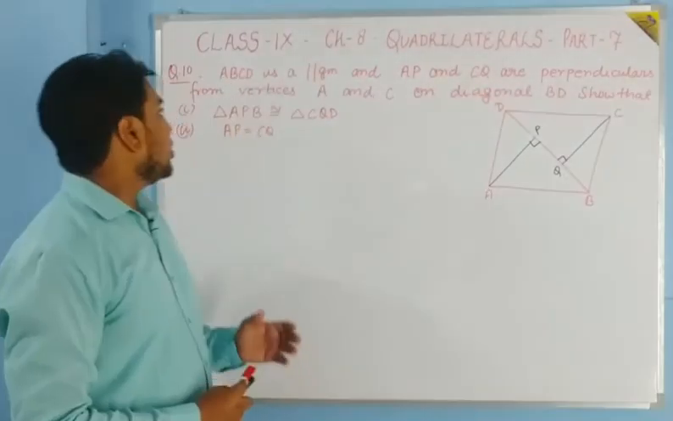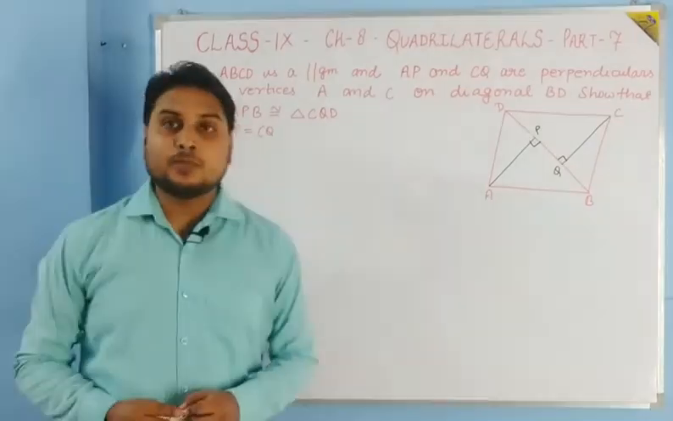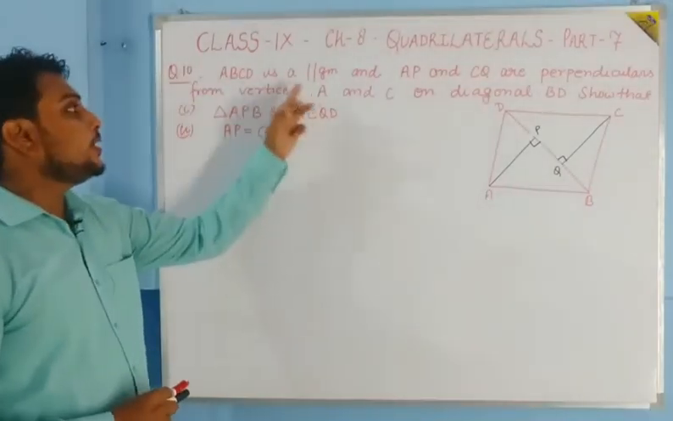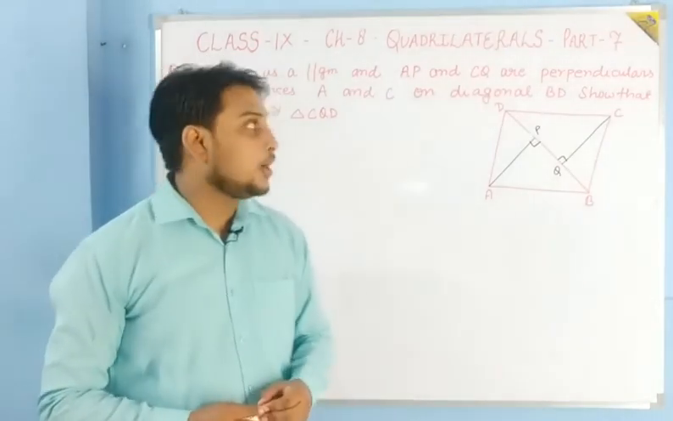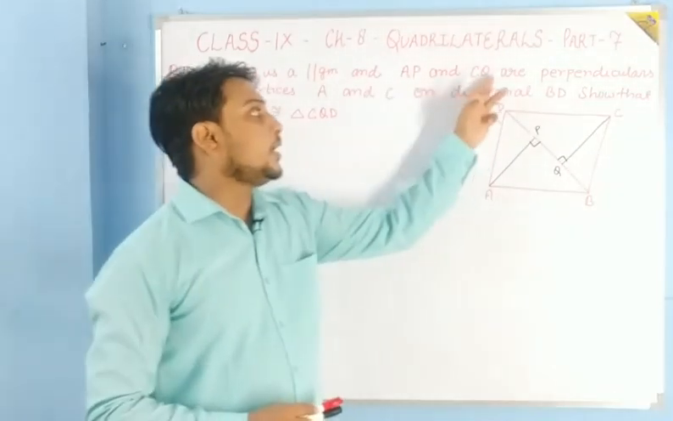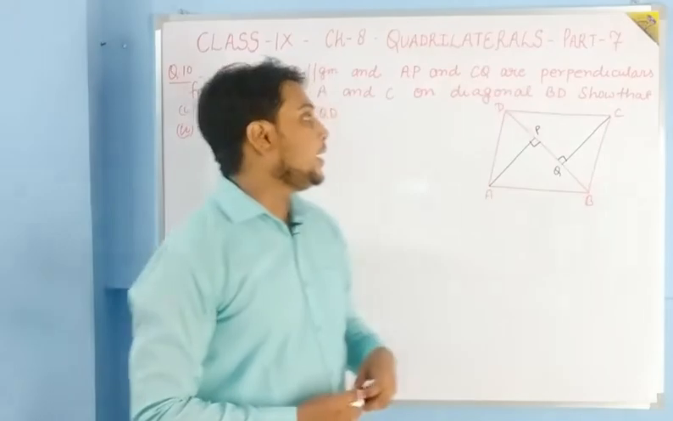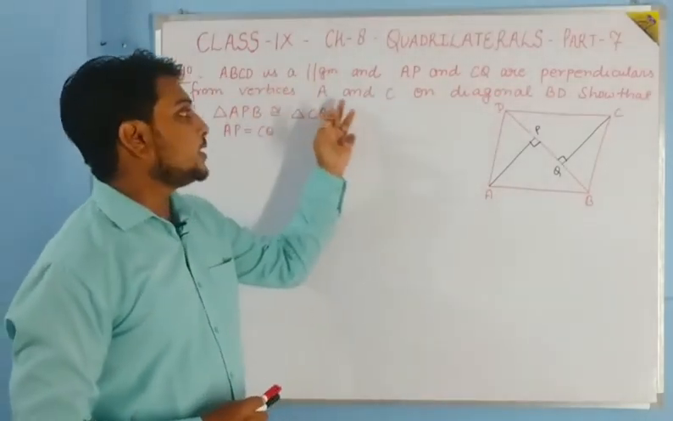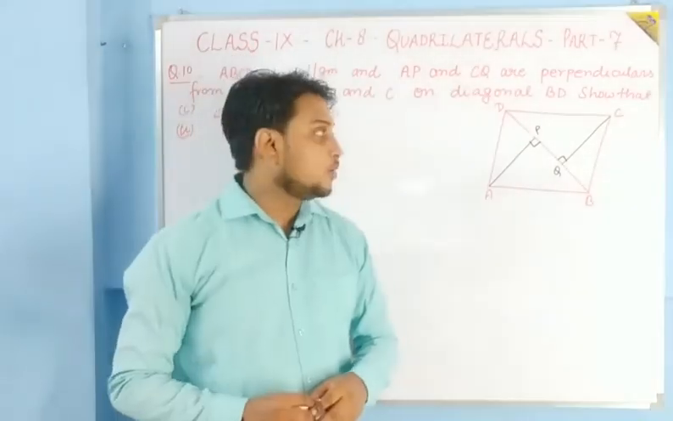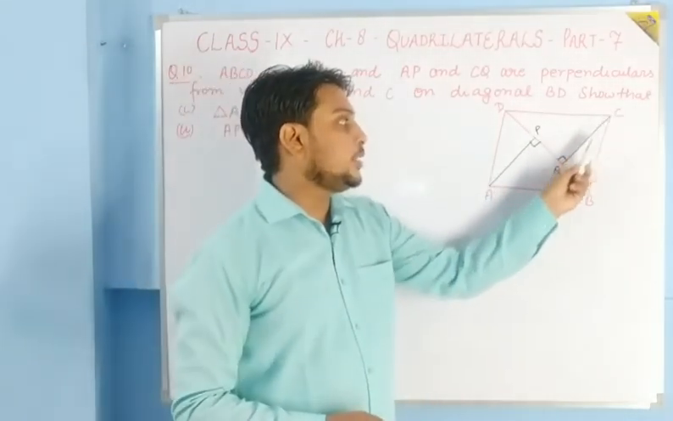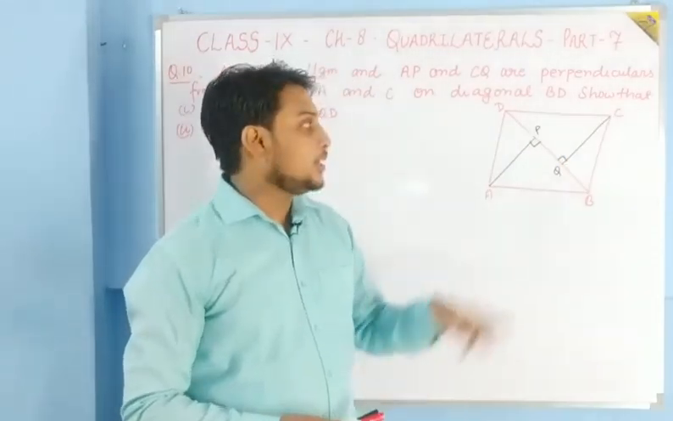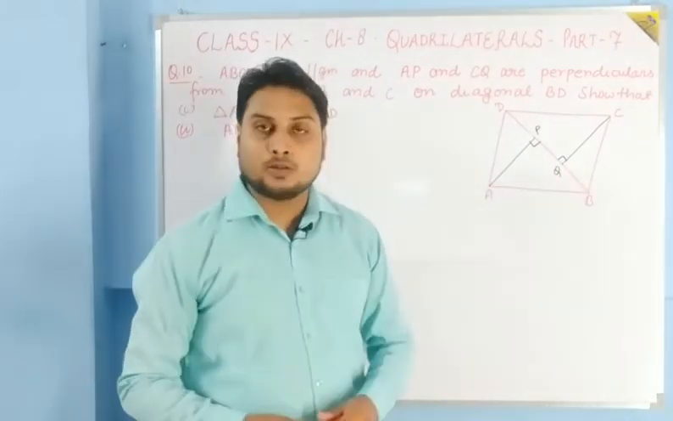Now coming to question number 10, students. ABCD is a parallelogram. This shape is ABCD, which is a parallelogram, and AP and CQ are perpendiculars from vertices A and C. See, this AP is perpendicular and this CQ is perpendicular on the diagonal BD of this parallelogram.